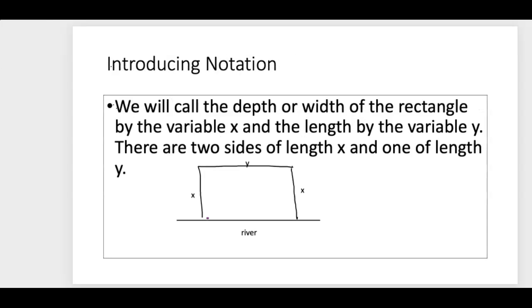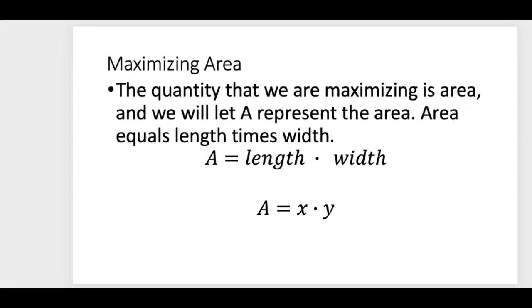Next, we will need to introduce notation. We will call the depth or width of the rectangle by the variable x and the length by the variable y. We note that there are 2 sides of length x and 1 of length y. The quantity that we are maximizing is area, and we will let A represent the area. Area of a rectangle equals length times width. So we have that A equals x times y.